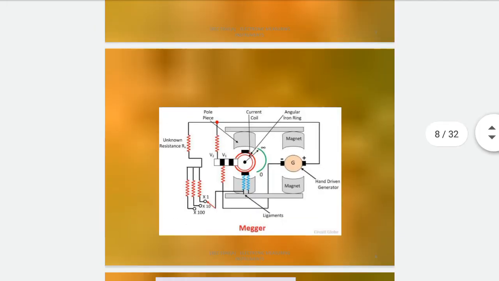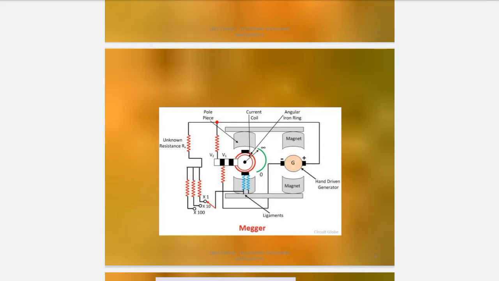This is the circuit diagram, or the construction diagram, of the Megger. It consists of one current coil and a pressure coil. There is one permanent magnet, which provides the field for both, and there is a generator G, the hand driven generator, and an ohm meter. The moving element of the ohm meter consists of two coils: the current coil and the pressure coil, which is a control coil.